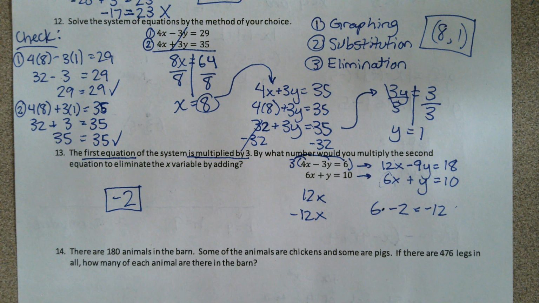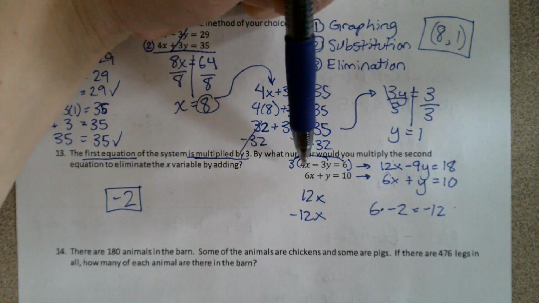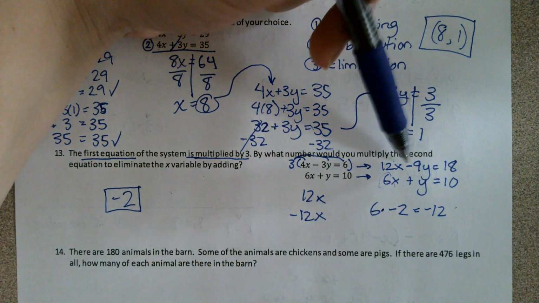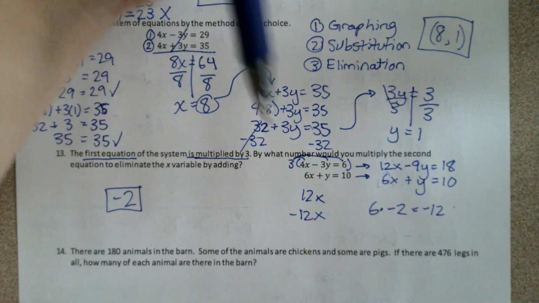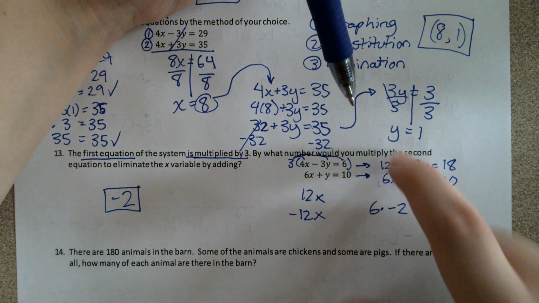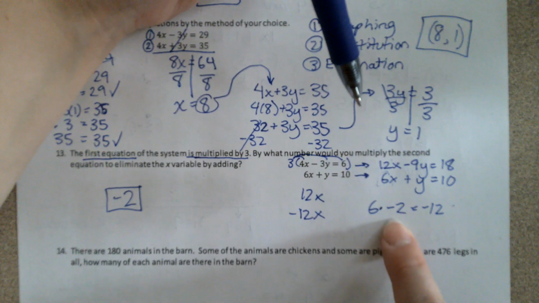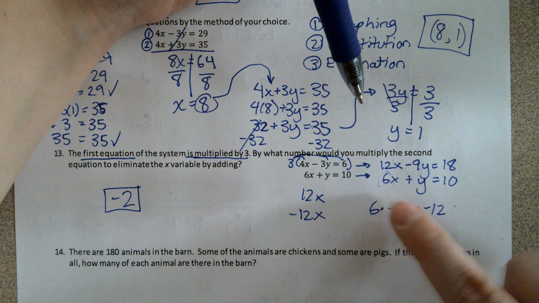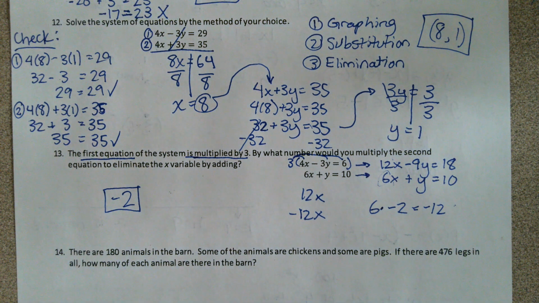For those of you who seem taken aback by this answer, let's go back to what the question was. By what number would you multiply the second equation to eliminate the x variable by adding? So they're asking me, what do I have to multiply the bottom equation by to make this cancel out, to make it work? That answer is negative 2. Negative 2 turns this into negative 12. Negative 12 and positive 12 cancel, which is what they're asking me to do. So I don't have to keep solving. That's all I have to do.